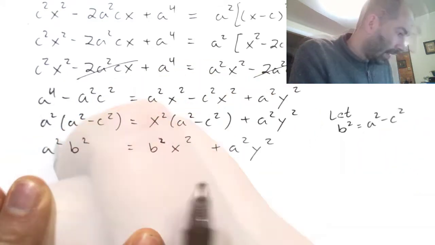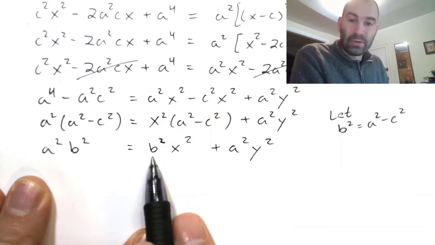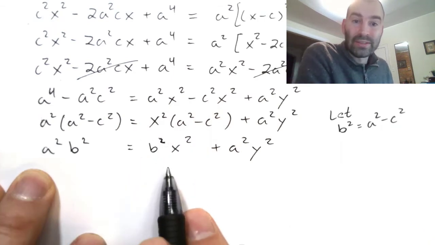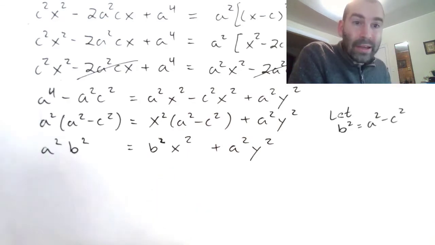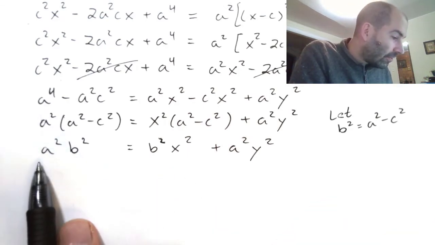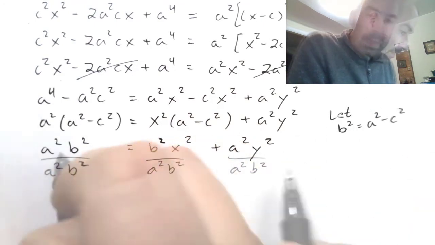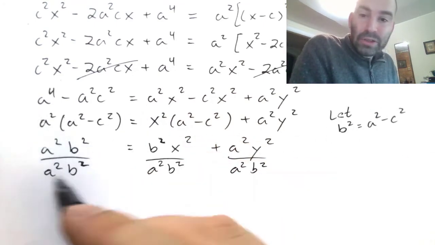So what do we get? I wrote this term on the left as a squared b squared, right, because I like to put the non-x's and y's to the left of the x's and y's. And I think we're just about there. I think if we just divide through by a squared b squared on both sides, what happens? Well, let's see. This stuff just becomes 1.